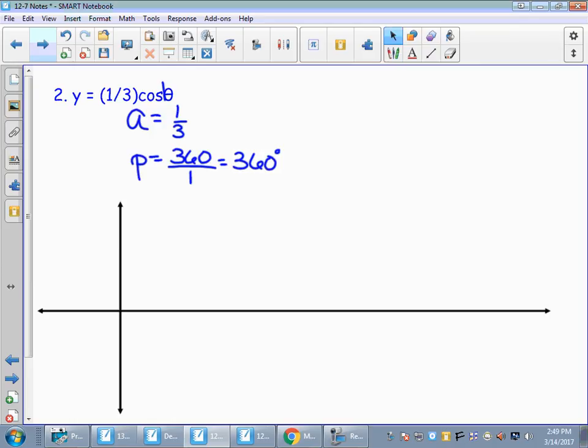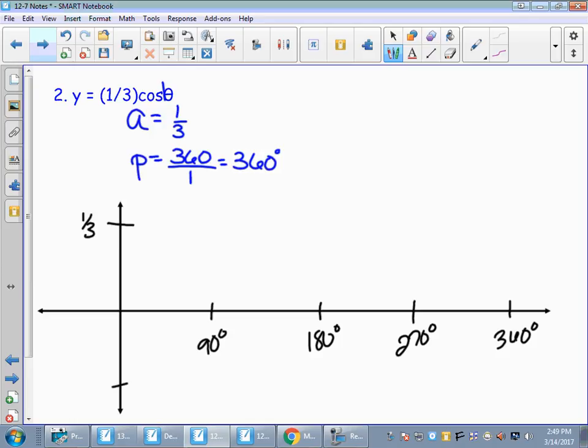So when I make my scale, I'm going to come all the way to the edge. Call that 360 degrees. In the middle, 180. At my quarter, we got 90. And at my 3rd quarter, we got 270 degrees. I'm going to go up to 1/3 and down to -1/3. Draw my guidelines.